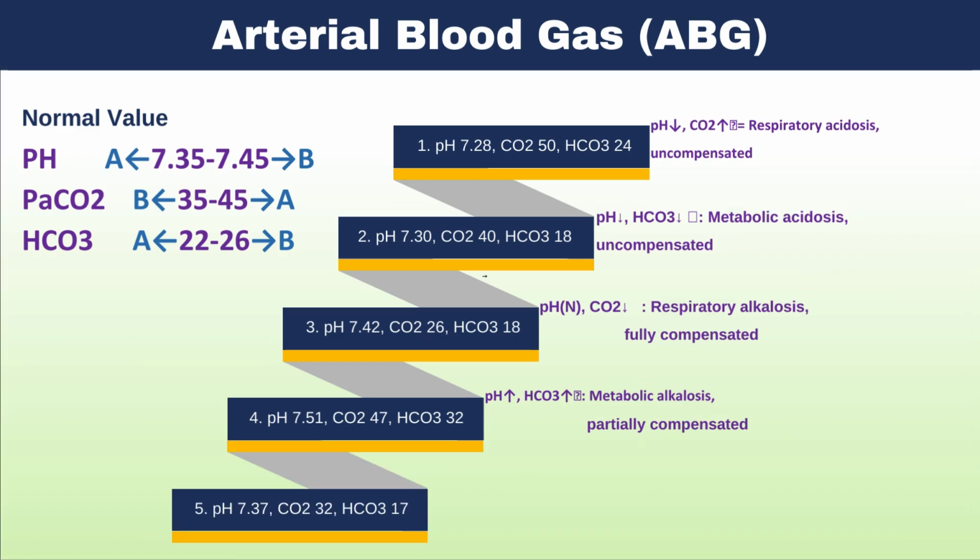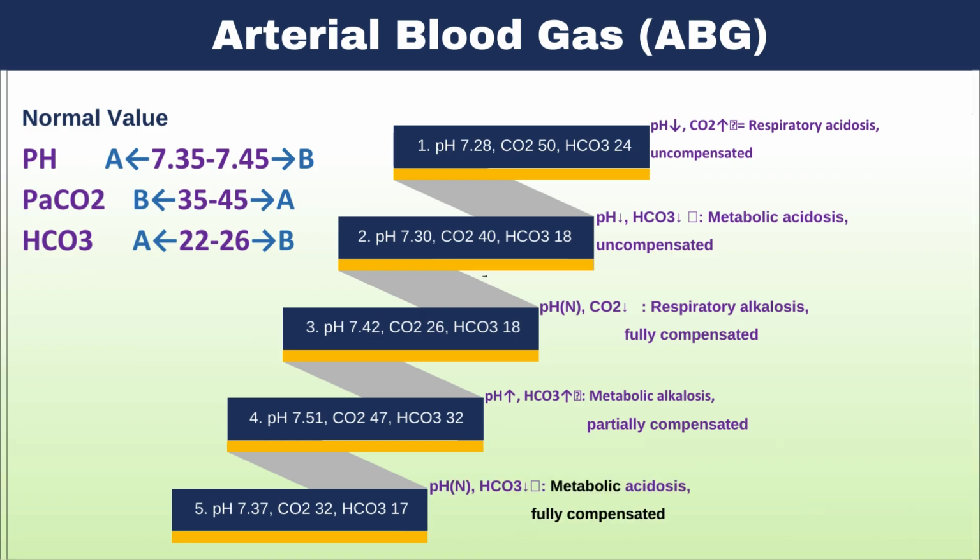The last problem is pH is 7.37, carbon dioxide is 32, bicarbonate is 17. In this case, the bicarbonate is decreased and also the pH is decreased. This is a metabolic problem and the pH is normal on the acidotic side of normal. The respiratory system is abnormal and on the alkalotic side, so it is compensating. Since the blood pH level is back to normal, there is full compensation. However, if the blood pH was abnormal, it would be partial compensation.